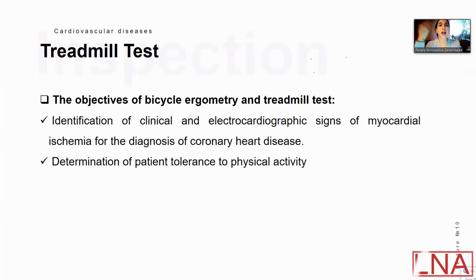Sometimes during hidden obstruction, we will determine only a ST-segment elevation like an electrocardiographic sign of coronary heart disease, the main one. And also during this method of diagnostics, we can assess and determine the tolerance to physical activity from the side of the patient.